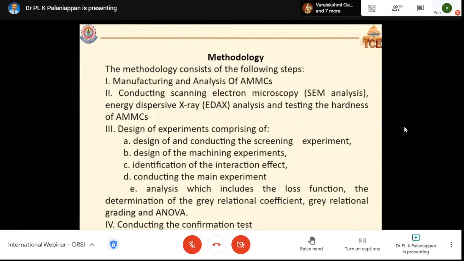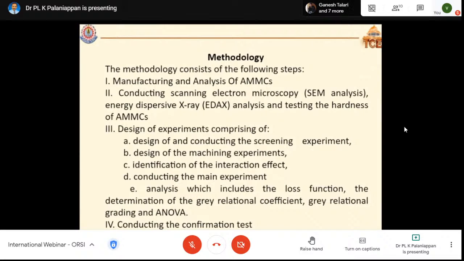The methodology consists of, first, the manufacturing and analysis of aluminum metal matrix composites. Second is conducting the scanning electron microscope and EDAX analysis, to ensure the composition as well as the even dispersion. Then the design of experiments, comprising the design and conducting of a screening experiment.